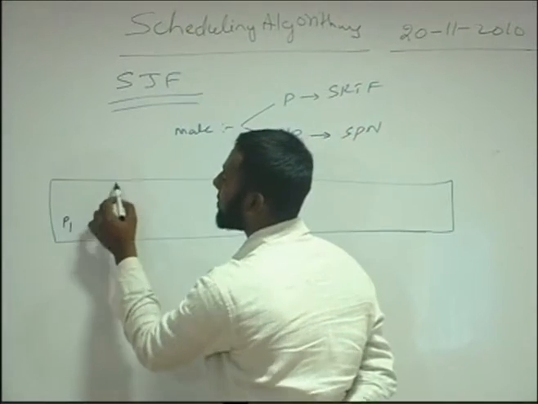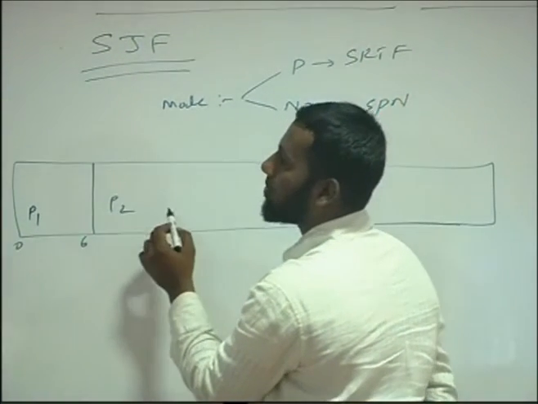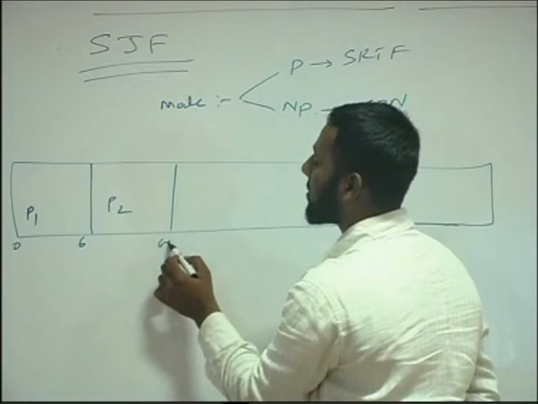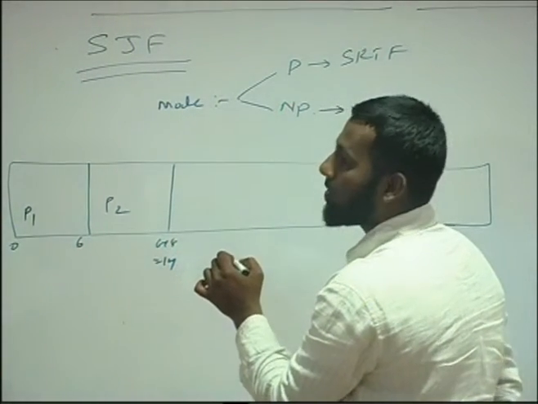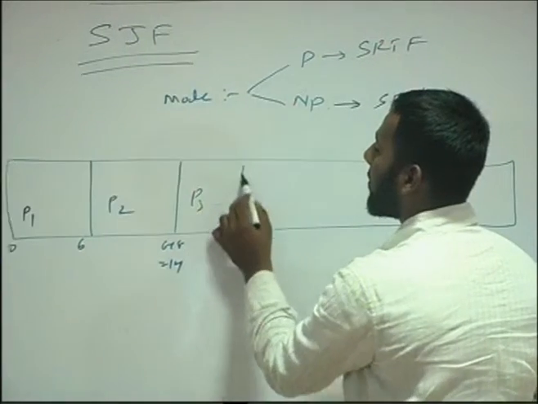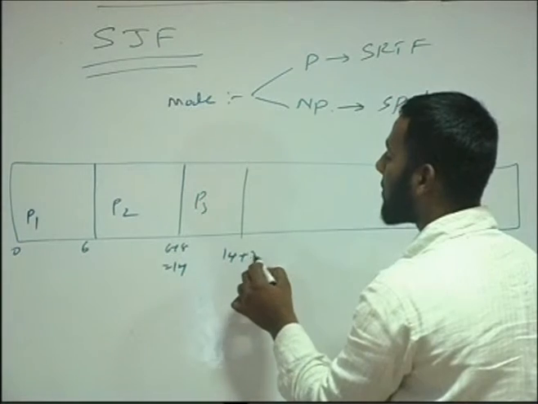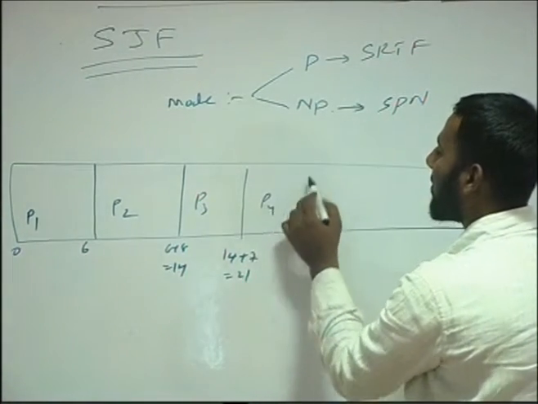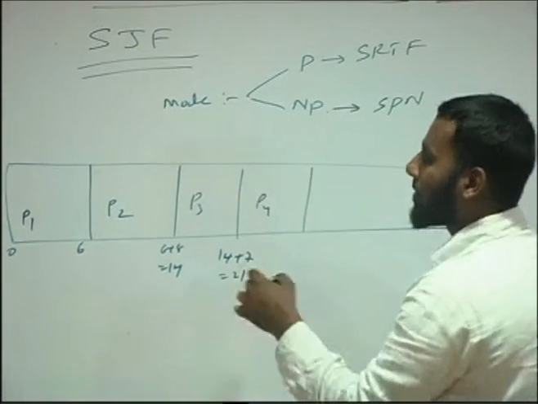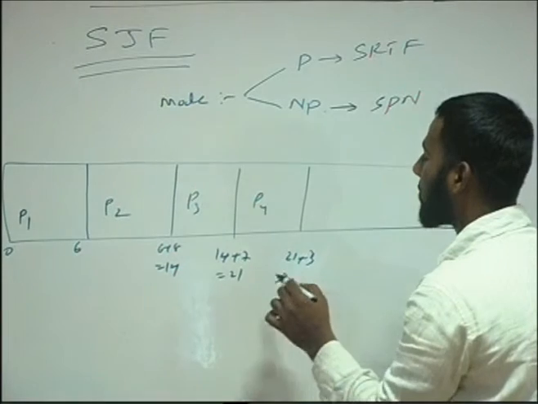If we take the sequence like this, first process P1 is given a chance, then it will run from 0 to 6 units of time. Then process P2, which runs until 6 plus 8, which is equivalent to 14. Then the next process P3 will be given, which runs for the next 7 units of time. So 14 plus 7 becomes 21, and then process P4, 21 plus 3, which is equivalent to 24 units of time.